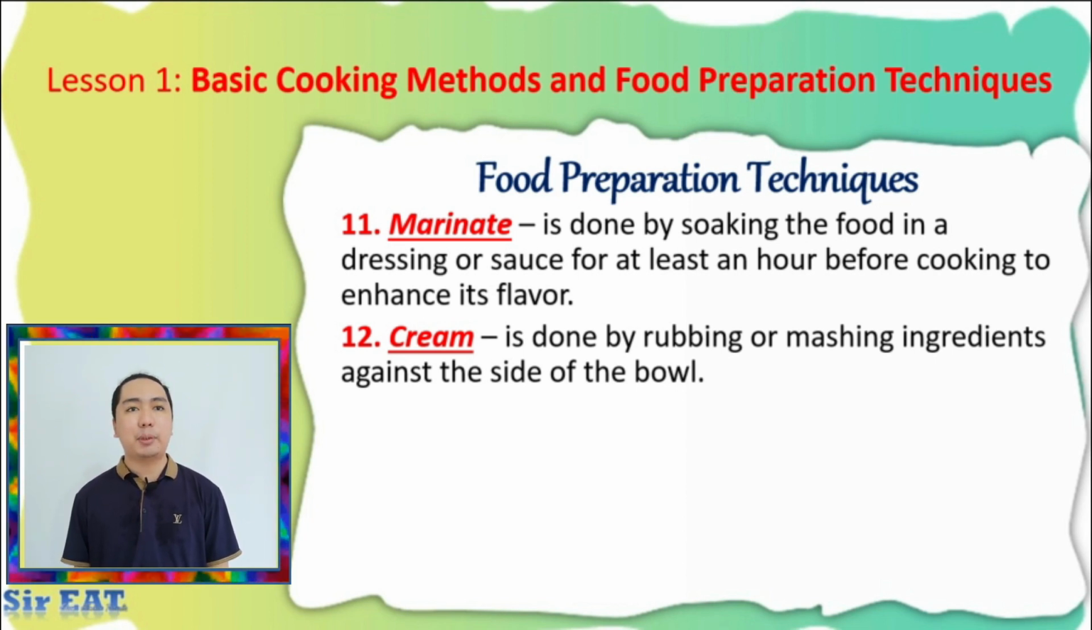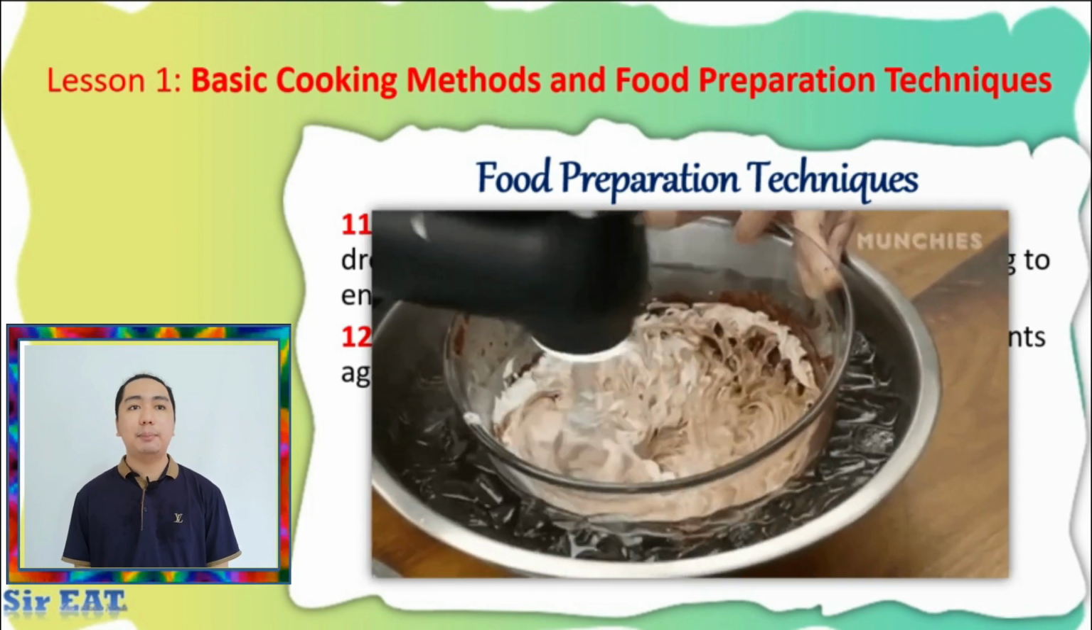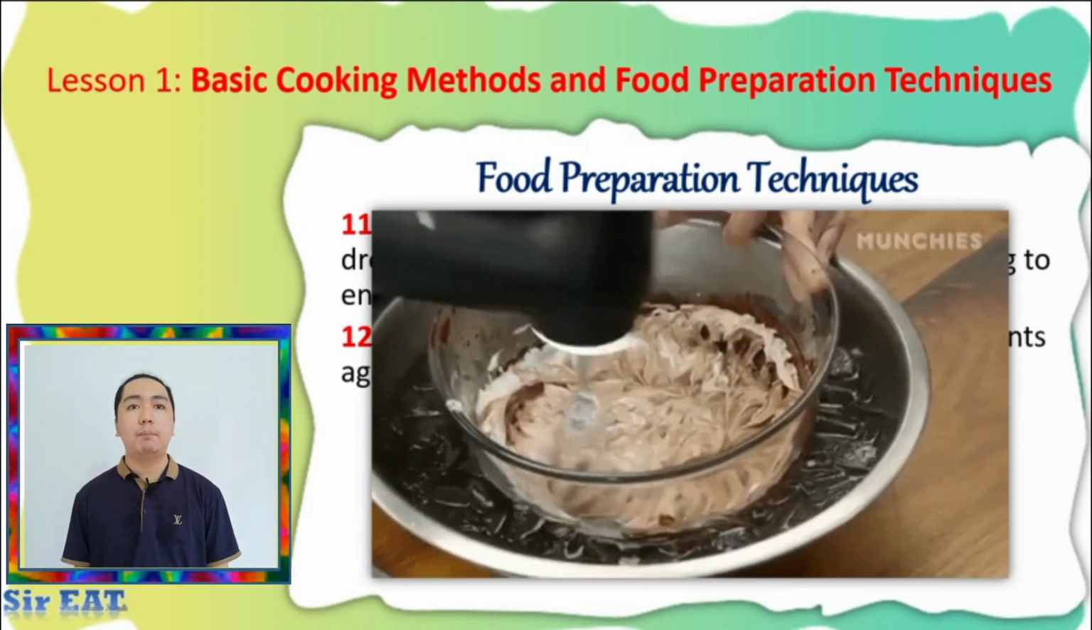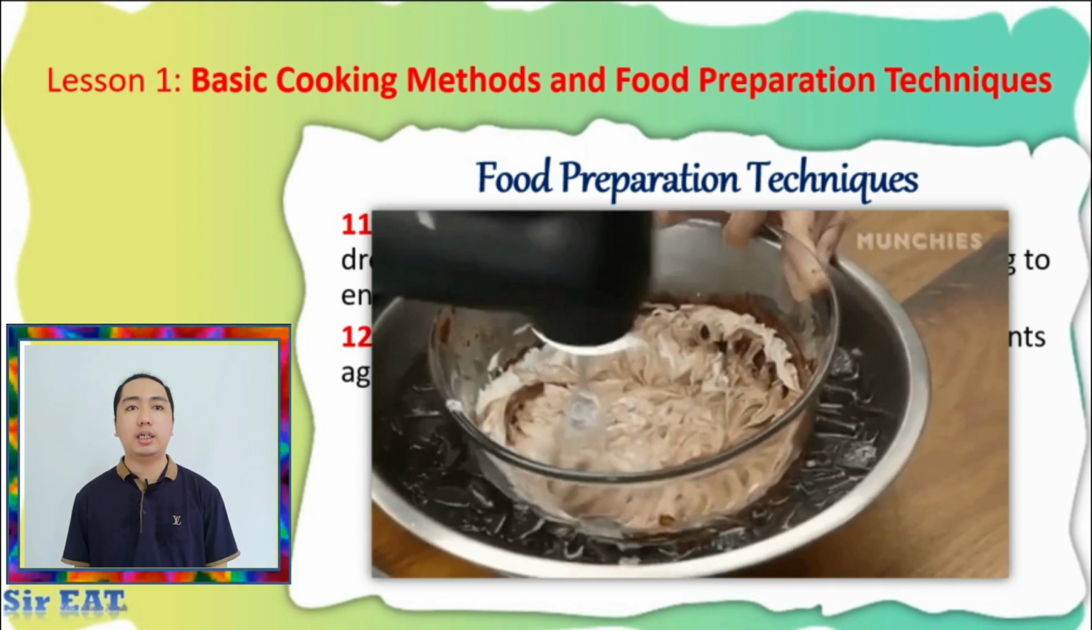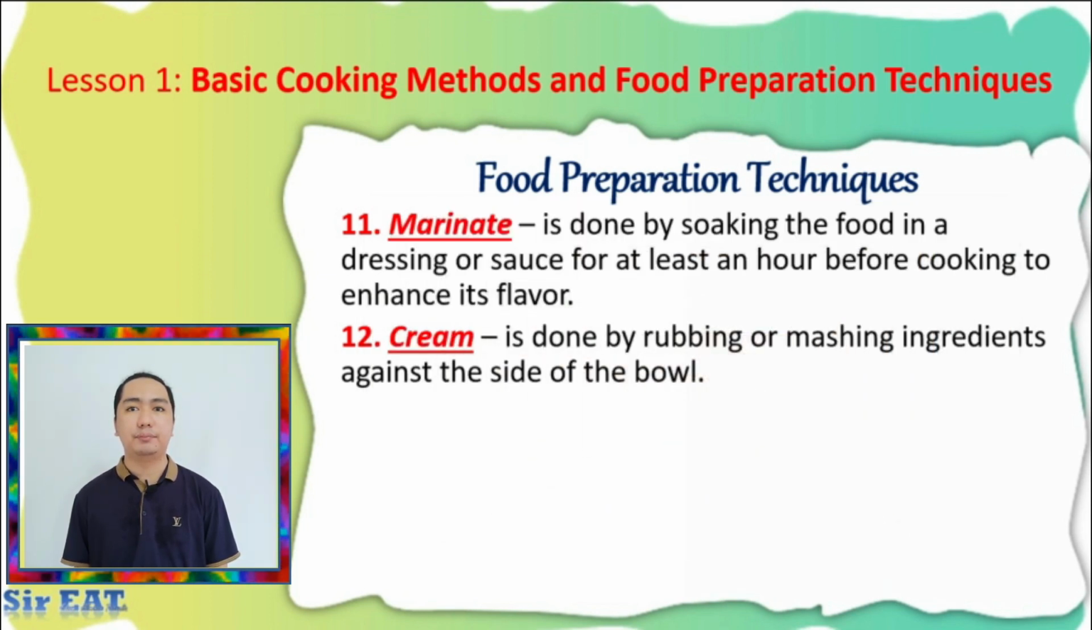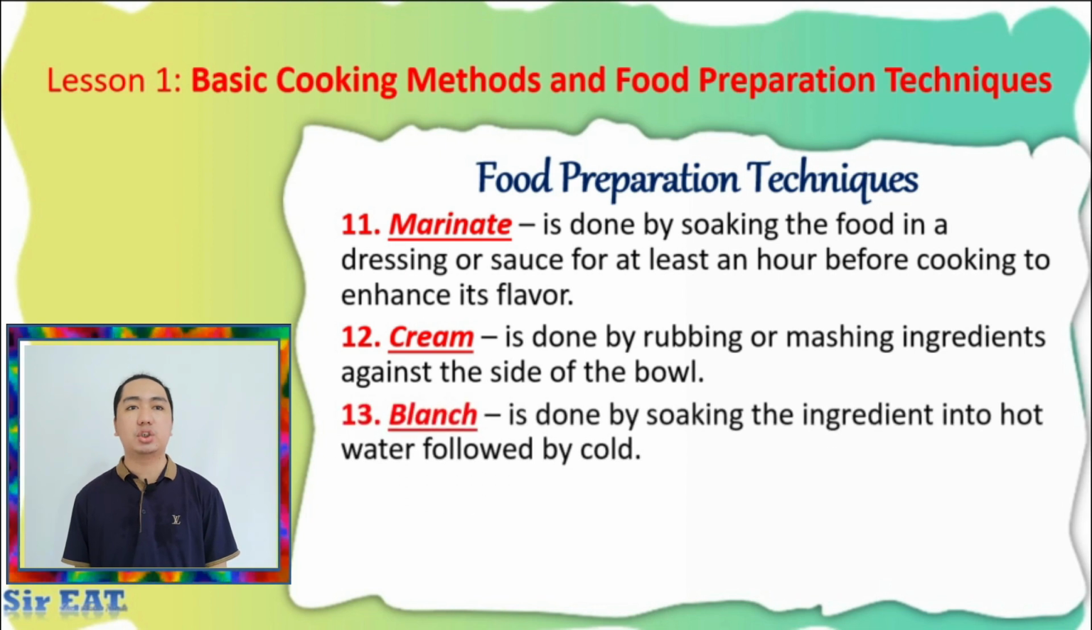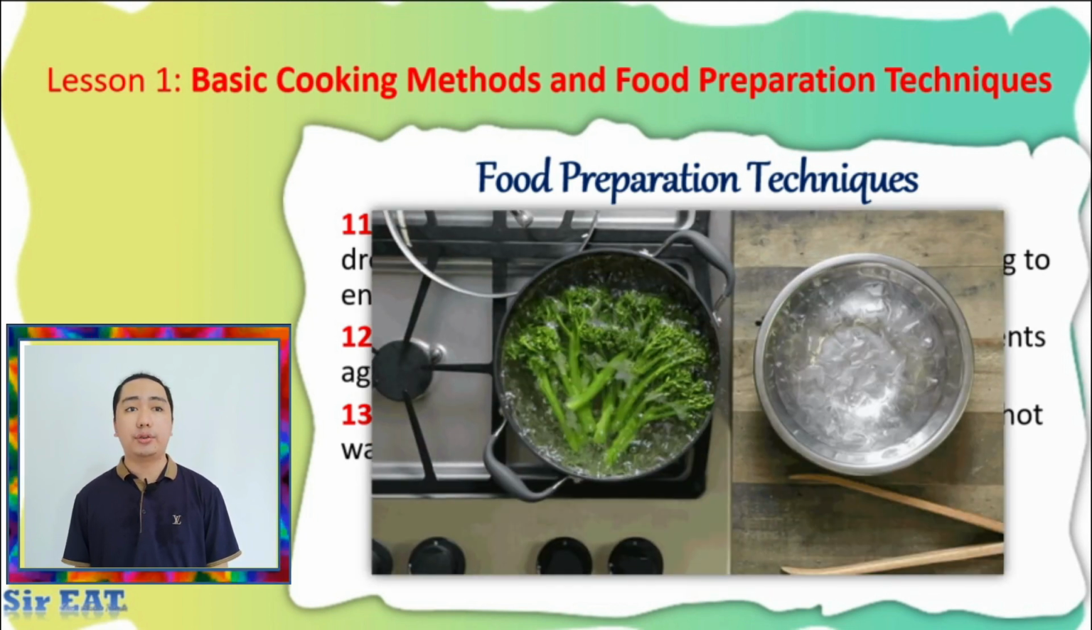This technique is particularly encountered in baking. This can be done manually using the back part of a wooden spoon or automatically using an electric mixer. Number 13, blanch, is done by soaking the ingredients in hot water followed by cold water.